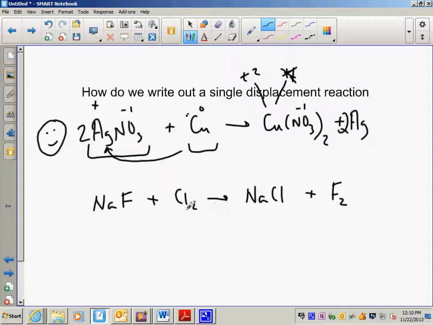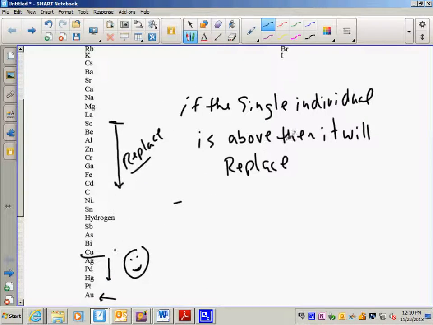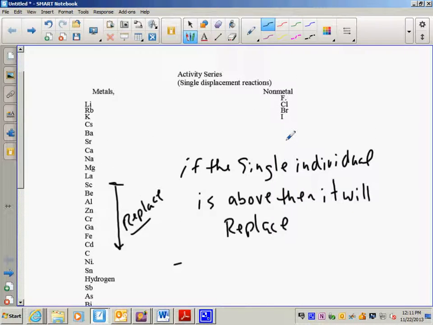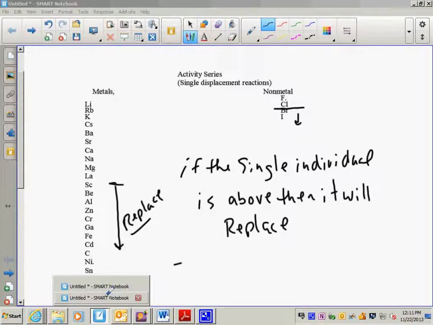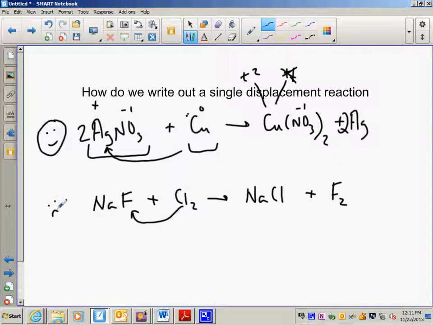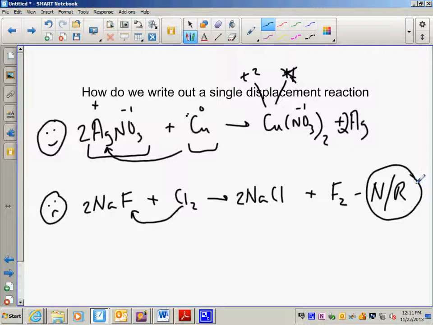All right, let's check this one out. Can chlorine replace the non-metal? Now, the non-metals are on this side. Chlorine can replace anything that is below it, and unfortunately, that's bromine and iodine. It cannot replace fluorine. So this one is a no-go. A little frowny face means it will not run. You can balance it if you like, but on paper we're saying this is going to occur, but in reality it is not going to happen. So you would write no reaction.